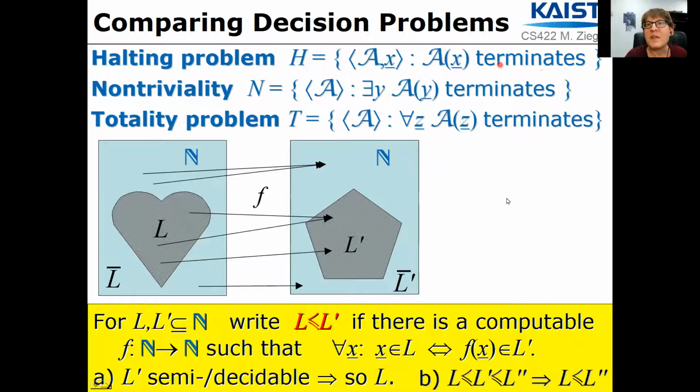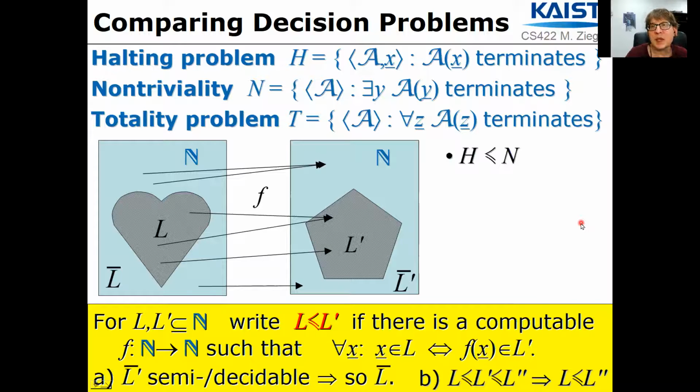Okay. Yes, and F, another great question. No, we don't require F to be injective here. In the previous notion of the enumeration, we did require F to be injective, but here F is not required to be injective, nor surjective. Okay, and that being said, now let's move on to compare the above three decision problems.